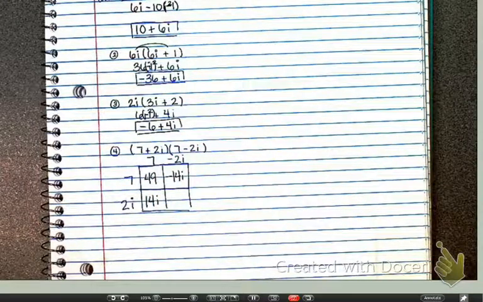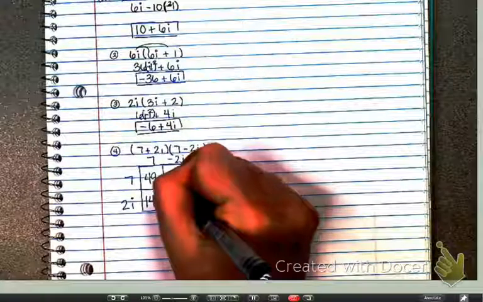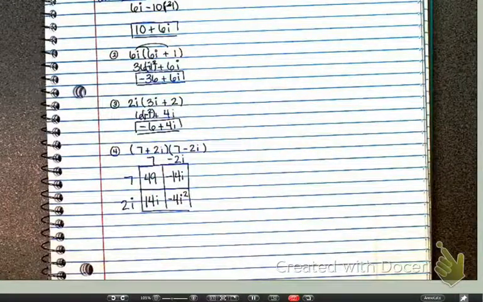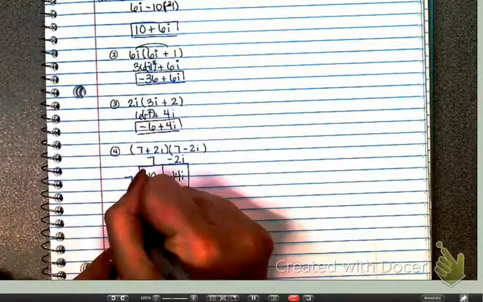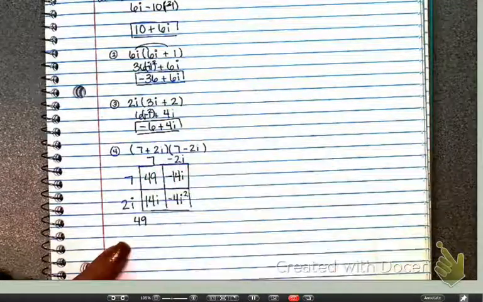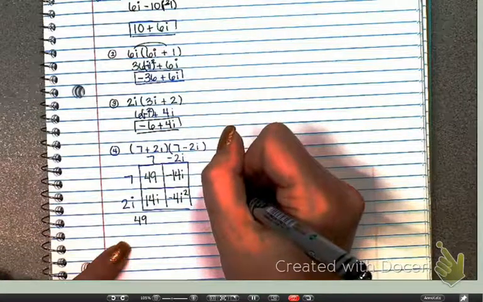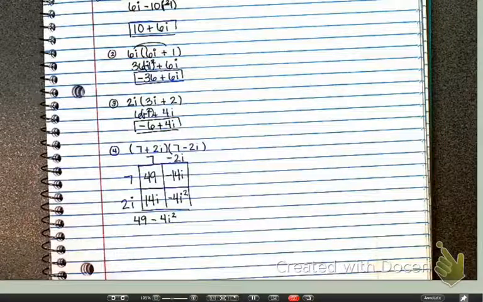And then 2i times negative 2i? Negative 4i squared. Everyone okay with that? Okay. Before I replace anything, let's combine like terms. So 49 doesn't combine with anything, right? So I'm just going to rewrite it. What about 14i and negative 14i? They cancel each other out. Everyone okay with that? And then this negative 4i squared doesn't combine with anything.